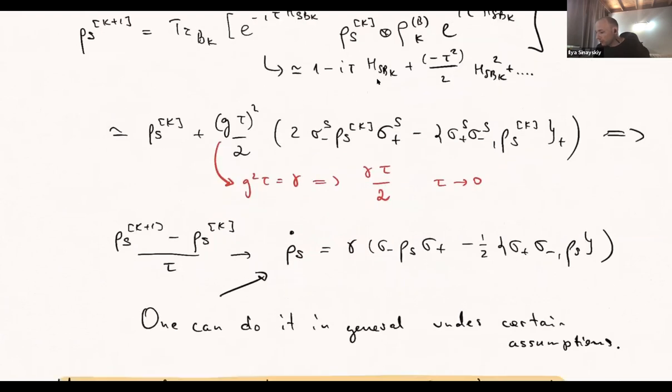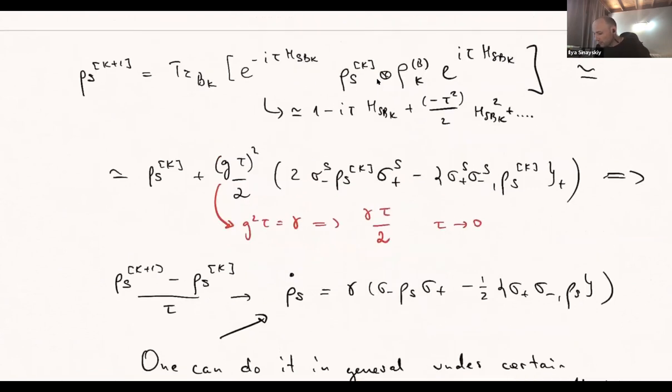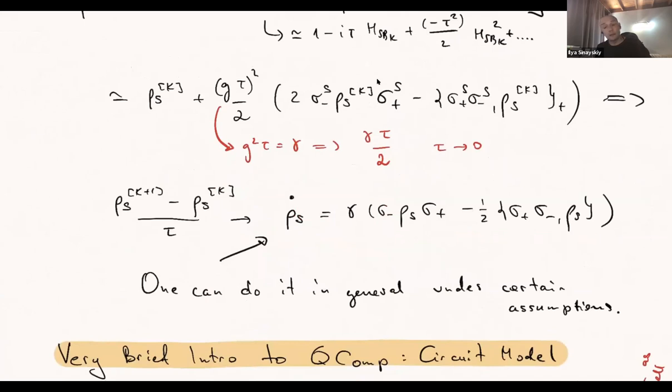And immediately we could already recognize our almost Gorini-Kossakowski-Sudarshan equation. The only thing which remains to do, we need to replace this g tau squared by our weak limit. So g squared tau is gamma. So we take tau to zero. And this finite difference we replace by the derivative. And we obtain this standard and famous equation.